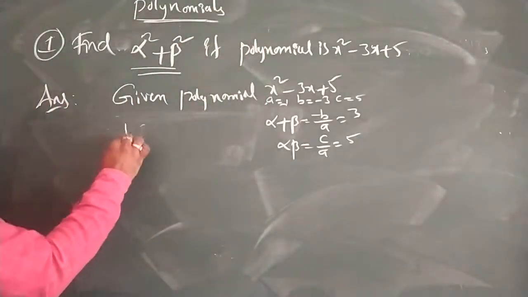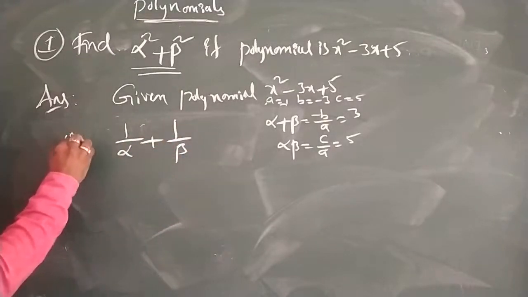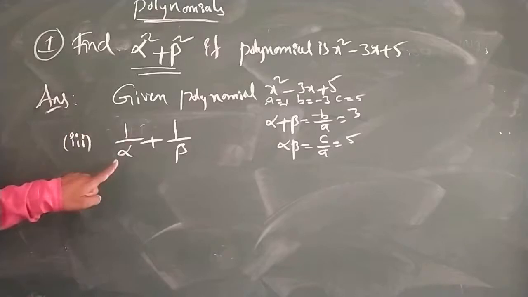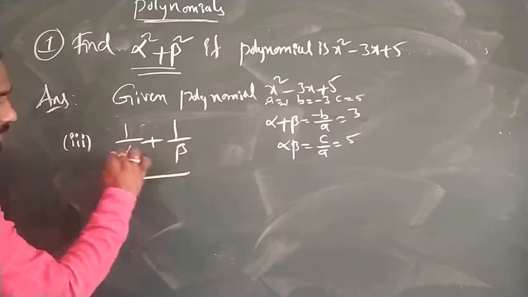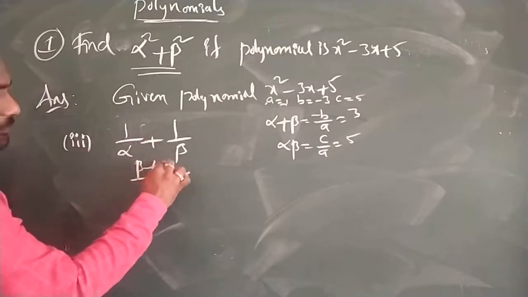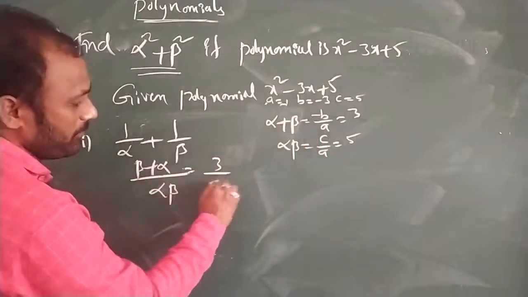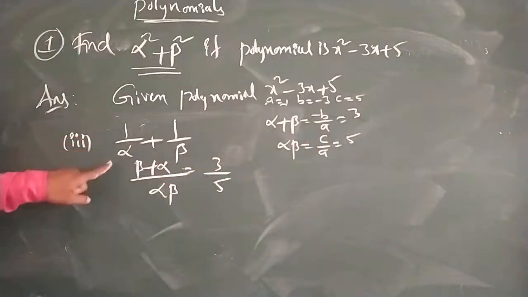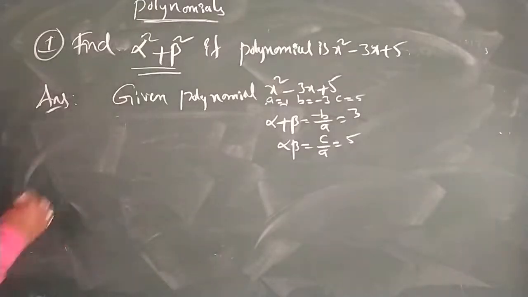Third question. If the question is 1 by alpha plus 1 by beta, we can take the LCM, which is alpha beta, so it becomes (beta plus alpha) by alpha beta. The sum of the zeros is already 3 by 5, so 1 by alpha plus 1 by beta is 3 by 5. Next, let us see the fourth question.